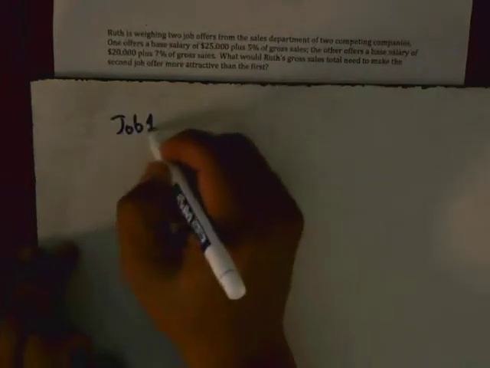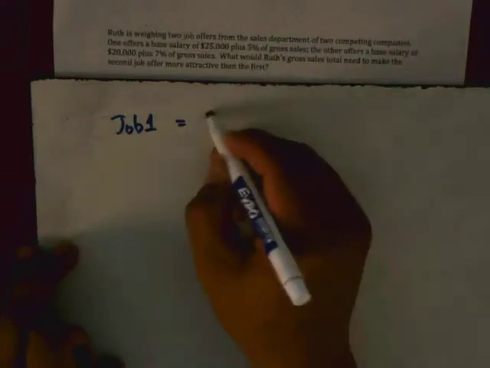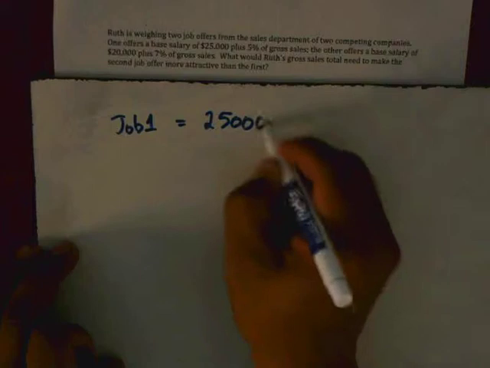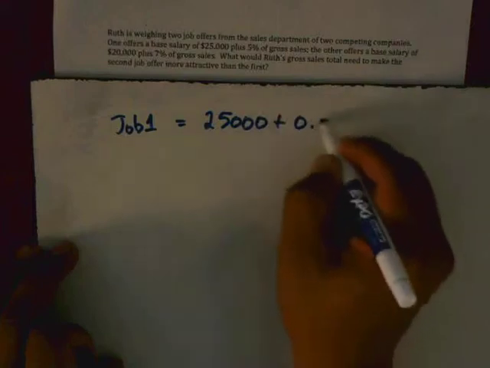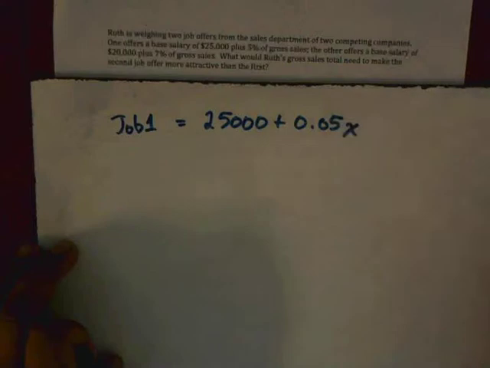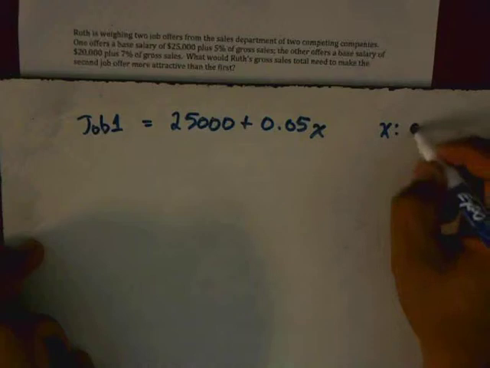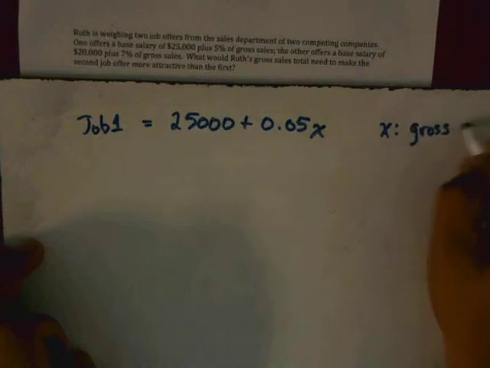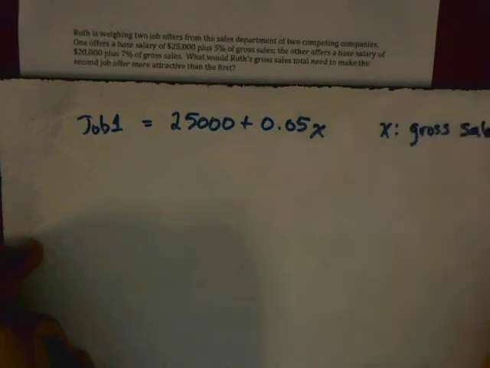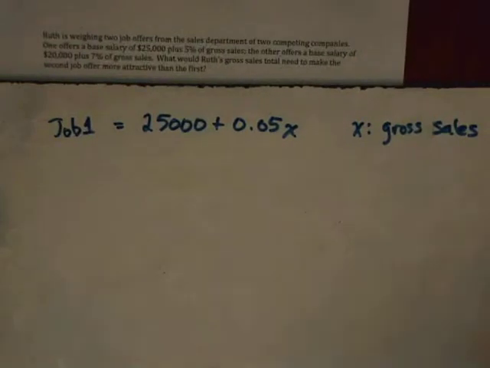You've got 2 jobs. Job 1, the pay for that is $25,000 plus 0.05 times X. And I really need to define my variables right now. X is the gross sales. In other words, how much money she's bringing in for the company in terms of sales.